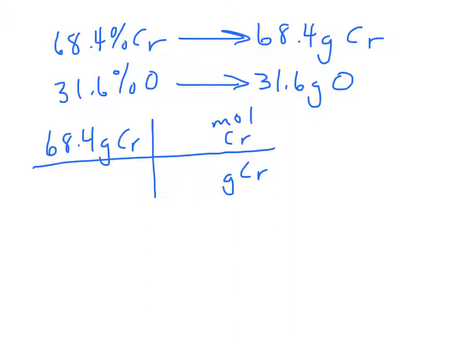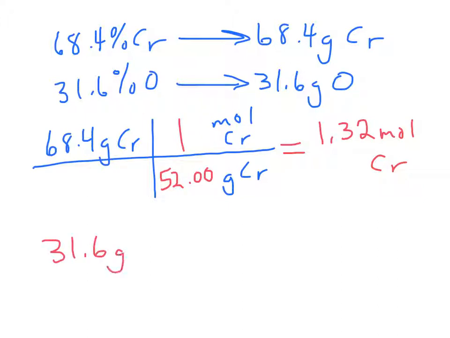And if you look on the periodic table, the molar mass of chromium is 52.00 grams per mole. And doing this calculation, I got the number 1.32 moles of chromium. Let's do the same with oxygen.